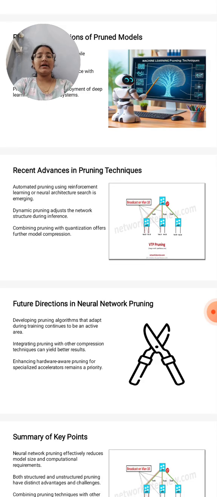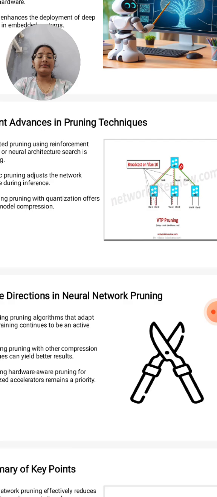The next slide is about recent advances in pruning techniques. Automated pruning using reinforcement learning and neural architecture search is emerging. Dynamic pruning adjusts the network structure during inference. Combining pruning with quantization offers further model compression.